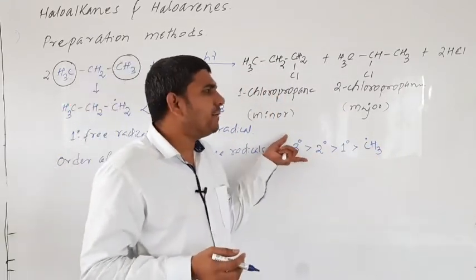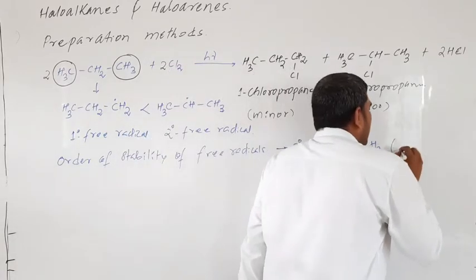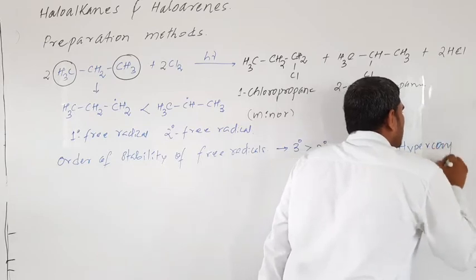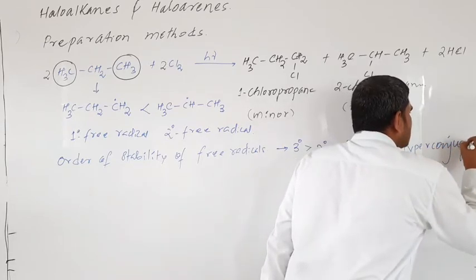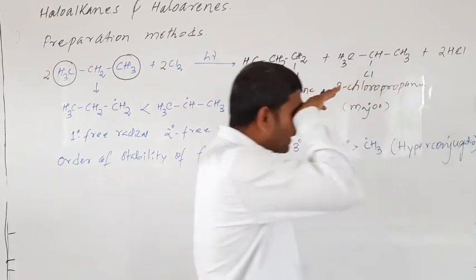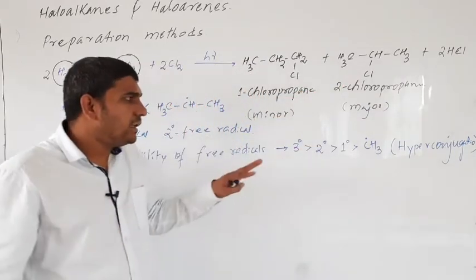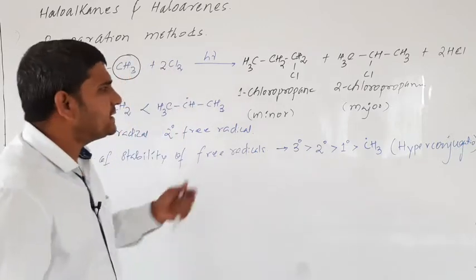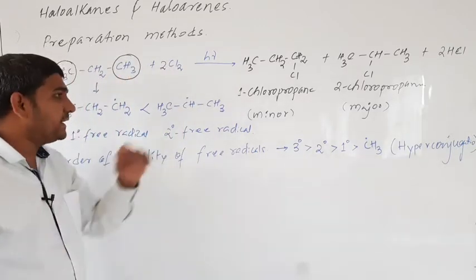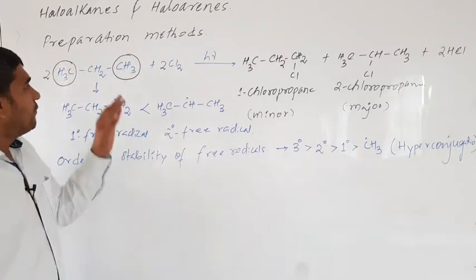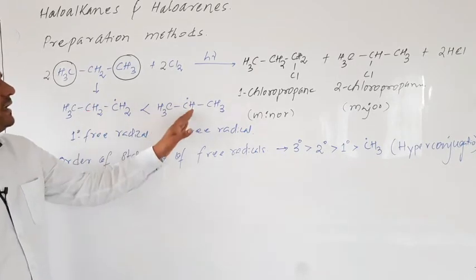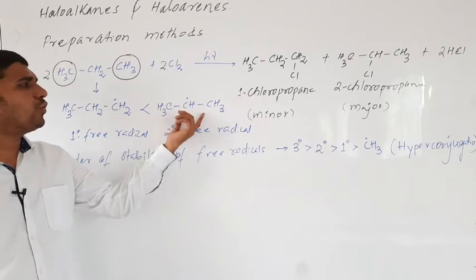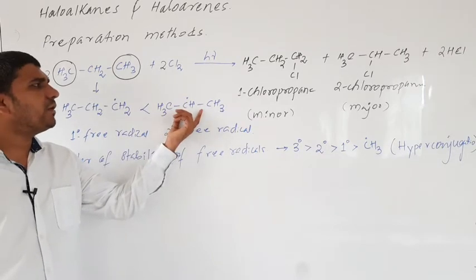That can be explained by using which effect? Hyperconjugation effect. Understood? You studied this concept in first year itself, so I am not going deeper into the subject. I am just giving you ideas regarding free radicals. Therefore, over here, secondary is highly stable, which means which free radical is formed in more quantity? Secondary free radical is formed in more quantity.